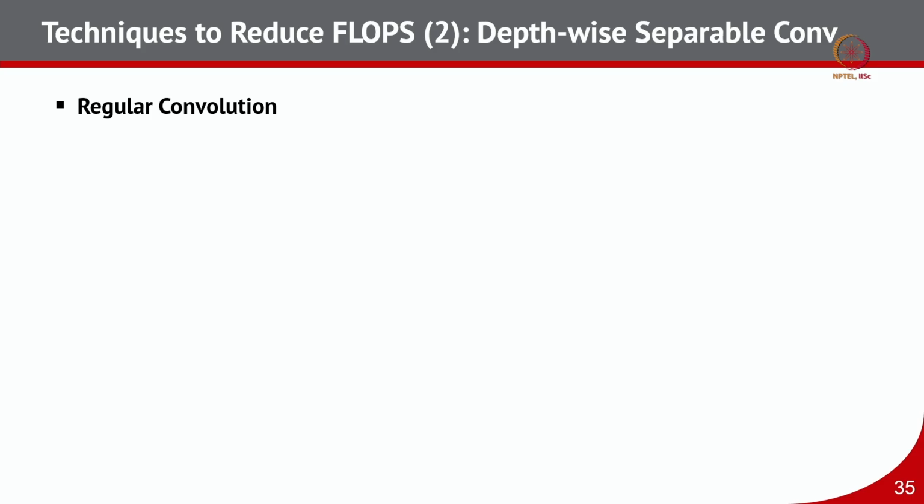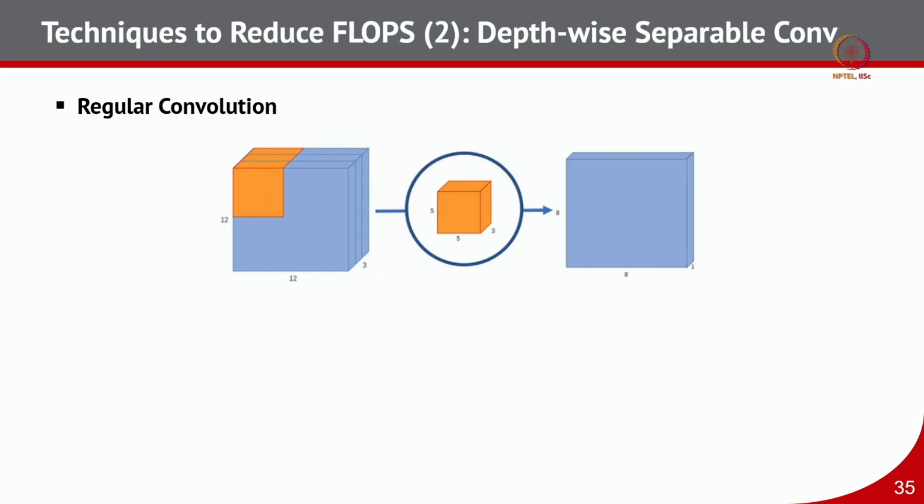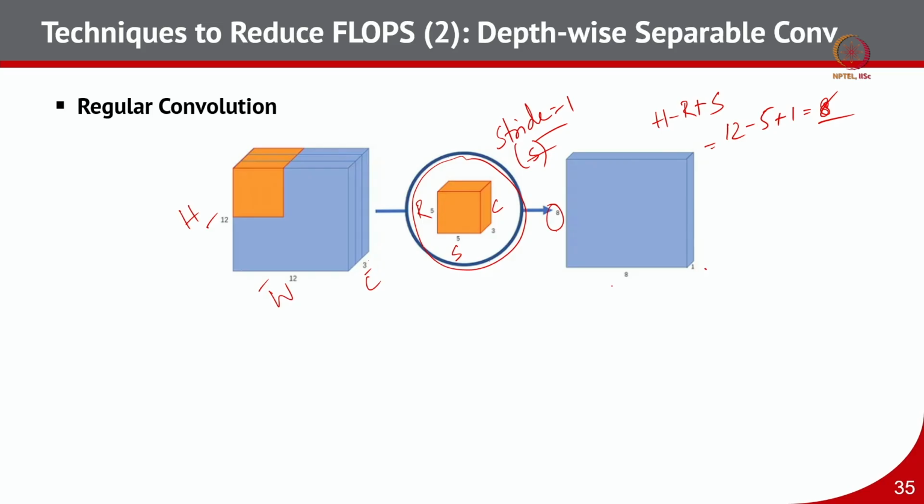Just to give a quick reminder, in regular convolution, if we have a 12 by 12 by 3 image and it gets convolved with a 5 by 5 by 3 kernel with a stride length of 1, then we get an 8 by 8 by 1 image. How do we get this number 8? Remember, if we have the image size of h by w by c and kernel size of r by s by c, and a stride length of s, then the output size is h minus r plus s. So here we have 12 minus 5 plus 1, which is nothing but 8. That is how we get this 8 by 8 by 1 image, correct.